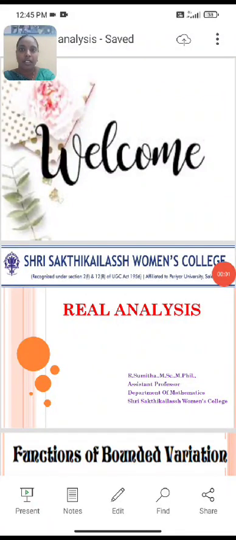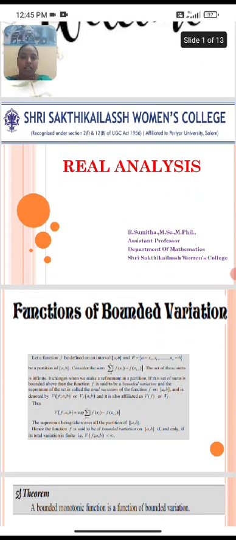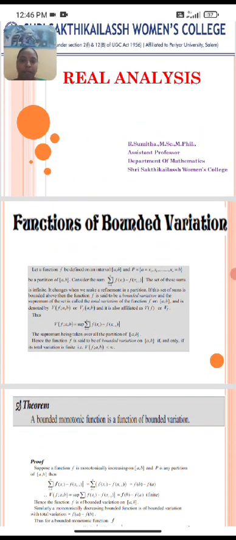Good morning to all. We have talked about the topic real analysis. We shall now discuss the concept of functions of bounded variation, which is closely associated to the concept of monotonic function and has wide applications in mathematics. These functions are used in the Riemann-Stieltjes integral and Fourier series. First, we shall talk about the topic functions of bounded variation.